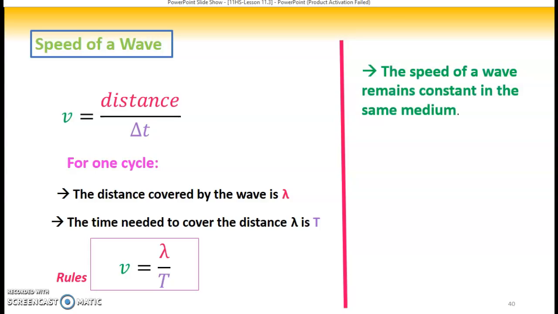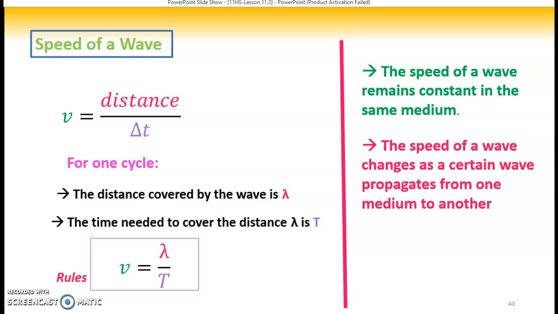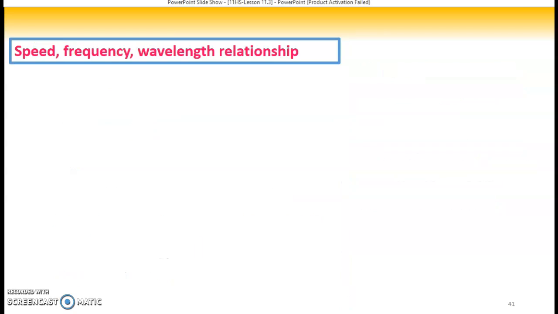The speed of a wave remains constant in the same medium. You have to keep this in mind. And the speed of a wave changes as a certain wave propagates from one medium to another. Now the relation between speed, frequency, and wavelength.